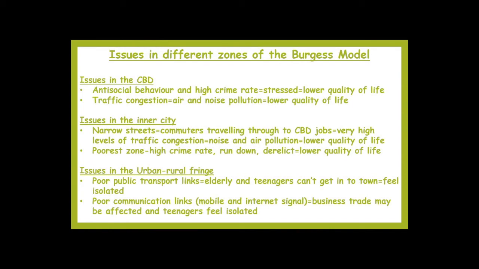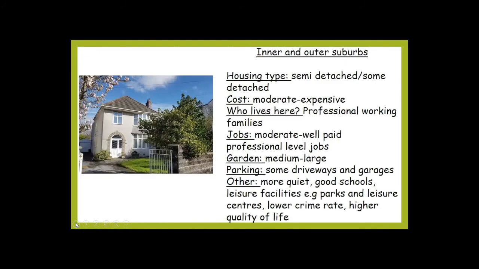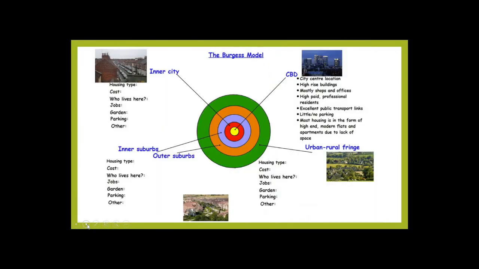All right, the final thing that we're going to discuss is, obviously, we've been saying that according to Burgess, urban areas grow outwards in a pattern of circles. Well, has Swansea actually done this? If it has, why has it? If it hasn't, why hasn't it?